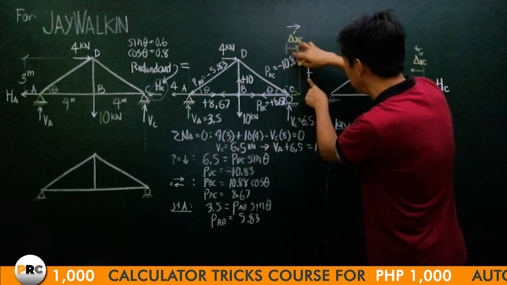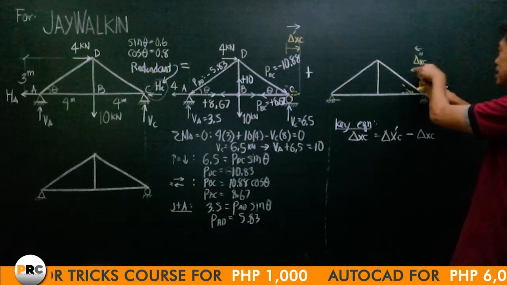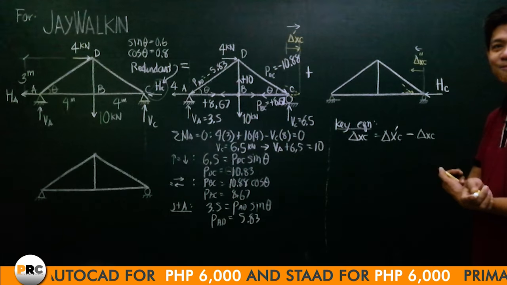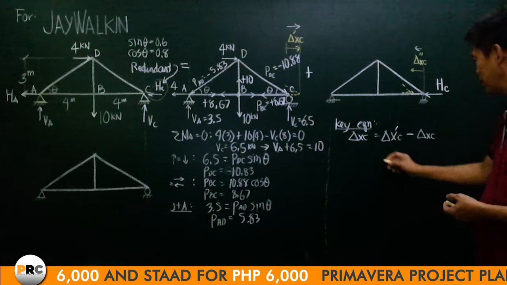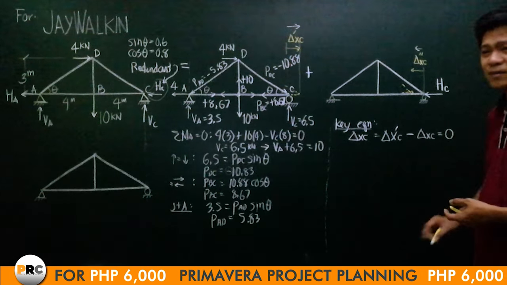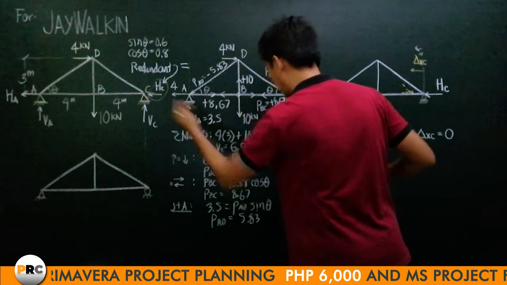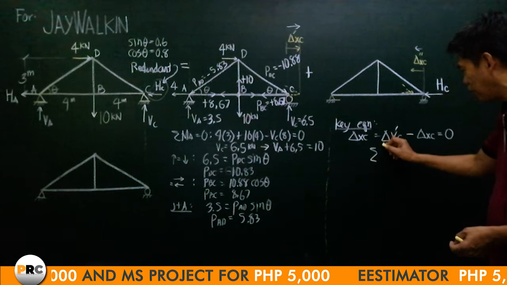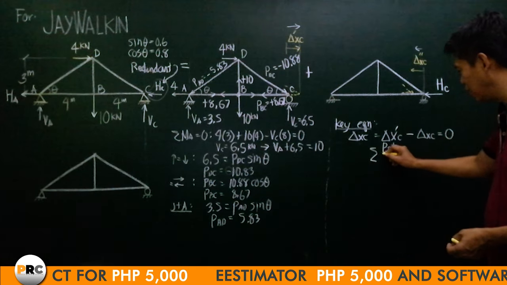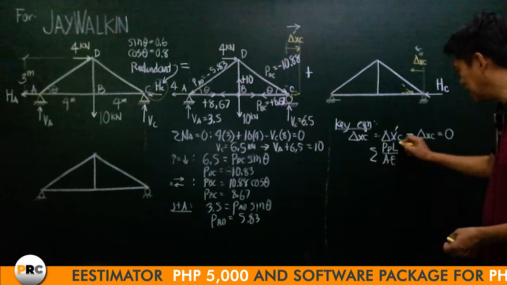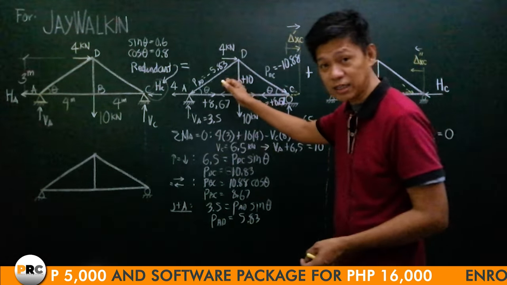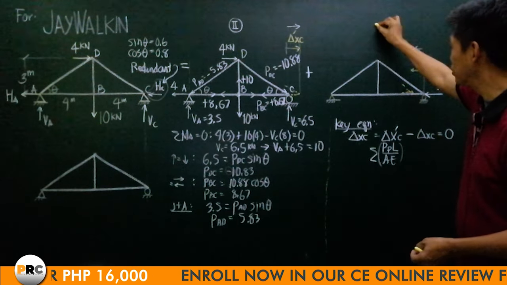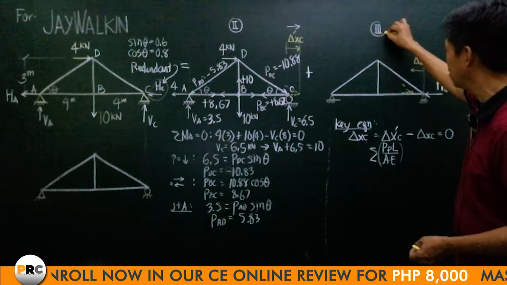It is actually this plus this. But this is a displacement to the left. So minus, plus or minus. You get it? But using the unit load method, take note that this is zero because delta XC in the original is zero. Using unit load method, this is simply the summation of P, small p L over AE. This is for this truss. Let me call this truss 2. Let me call this truss with loading 3.